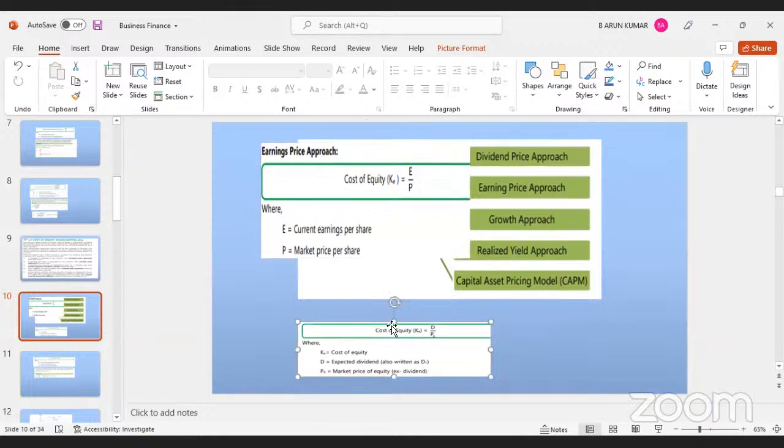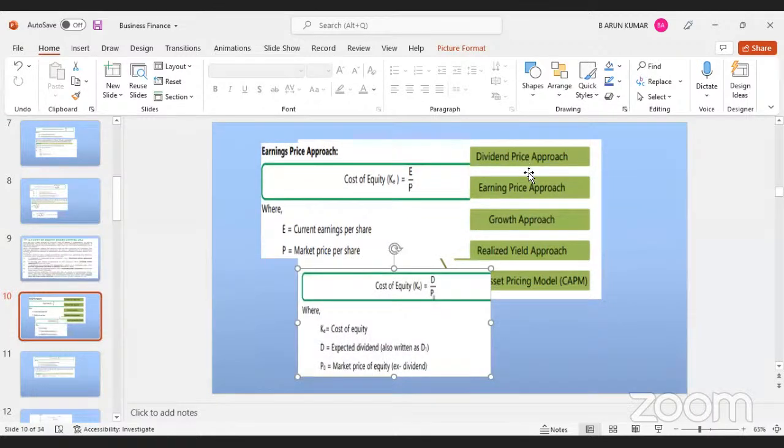And this is the dividend price approach. Cost of equity K is equal to D by P0, where K is the cost of equity, D means expected dividend, and P0 is the market price. The basic point is that every financial year, equity shareholders are expecting a fixed rate of returns. In that situation, we use both methods, the dividend price method or the earning price method.